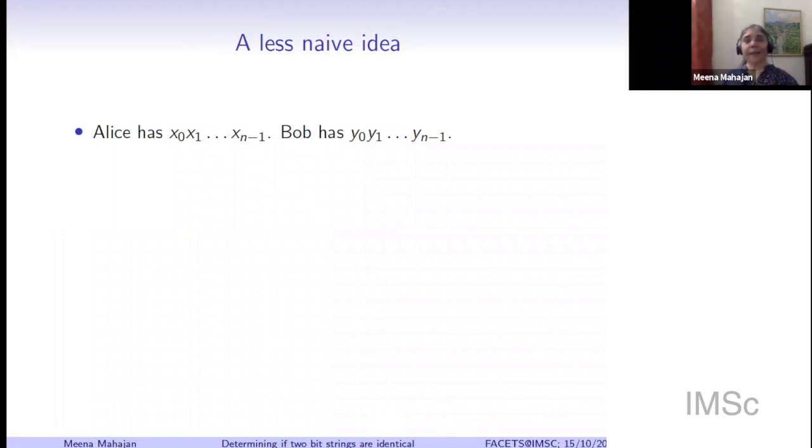Alice has these n bits, and I'm numbering them 0 to n minus 1 instead of 1 to n. It will become clear soon why I'm doing this. Alice has x0 to xn minus 1. Bob has y0 to yn minus 1.